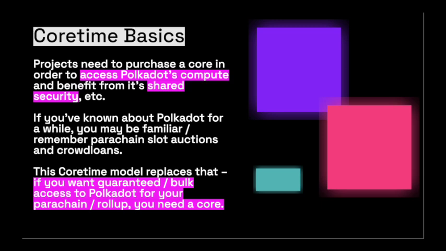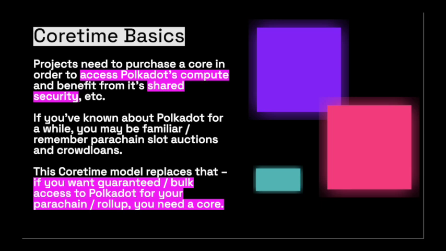So, Coretime basics. Projects need to purchase a core in order to access Polkadot's compute and benefit from its shared security. Those of you that have been around for a while probably remember crowd loans and parachain slot auctions. It's kind of similar to that, where in that mechanism, it was like highest bidder sort of thing. It was a candle auction, but basically the TLDR was the more you bid or the more you can raise in your crowd loan to bid, the higher chance you had at winning a parachain slot, which was, I believe, 96 weeks of guaranteed compute.